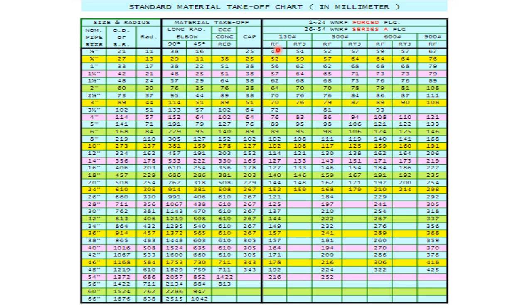This is given. We will see this RF because the question is asked about RF. The class here 300, we will see this. For 600 we will see this. For 900 we will see this.